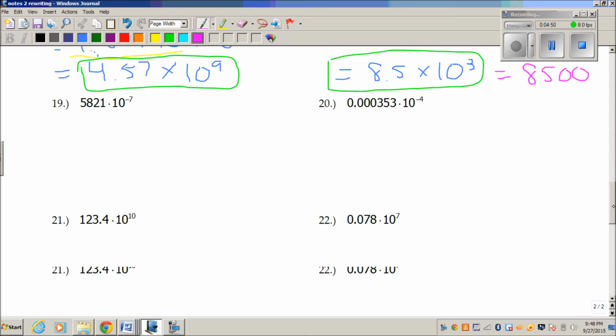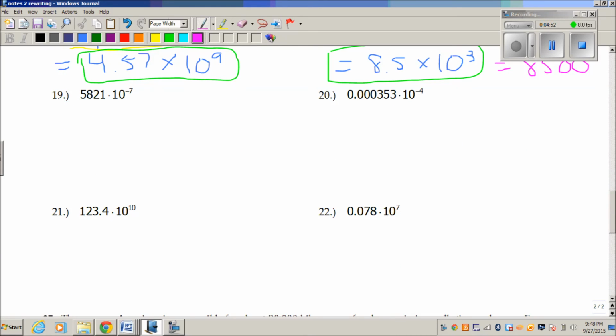So now what I'd like you to do is press pause, and on your own, rewrite 19 through 22 correctly in scientific notation. Again, first focusing on the coefficient, just rewrite the coefficient, and then multiply by the other power of 10 that's there to get the new number written correctly. Go ahead and press pause now.